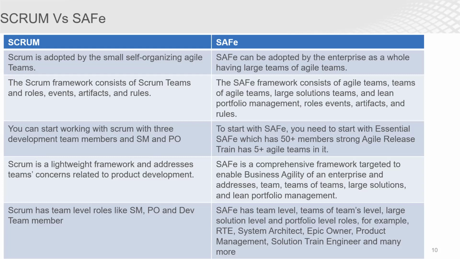Somebody asked this question. Scrum is just a lightweight framework, and concerns related to product development are all it addresses, whereas SAFe addresses business agility. So how can business easily change and easily adapt. So the team, large solutions and everything. Scrum has people like the SM, PO and development team, whereas here we discussed the portfolio layer, RTEs, system architects, business owners, solution train engineer, and many more like this.